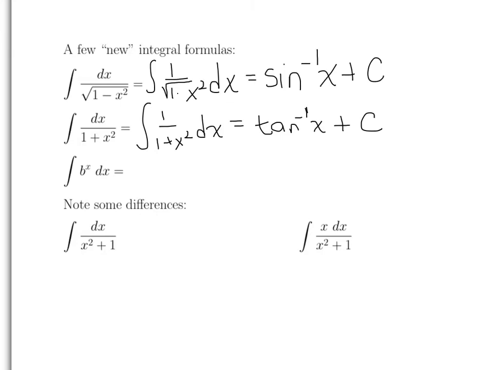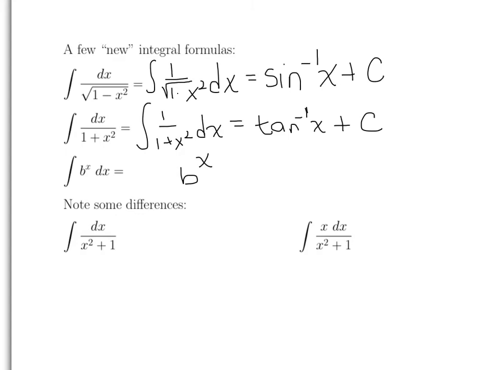Next is the integral of b to the x dx, and here we want to integrate this. So if you remember, the integral of e to the x is e to the x. So similar for b to the x. So we definitely get the b to the x like you would get if you were doing the antiderivative of e to the x.